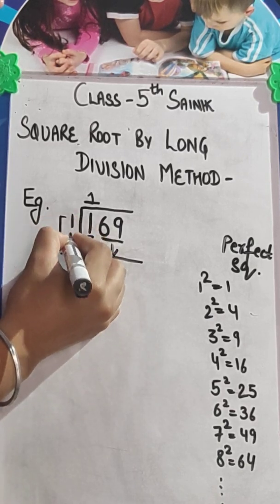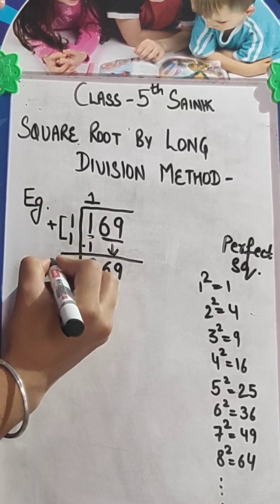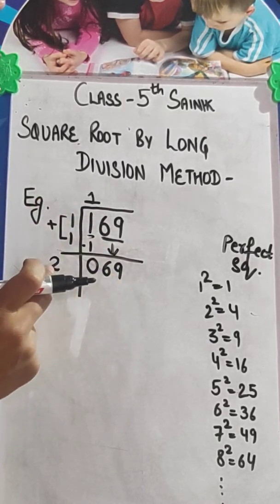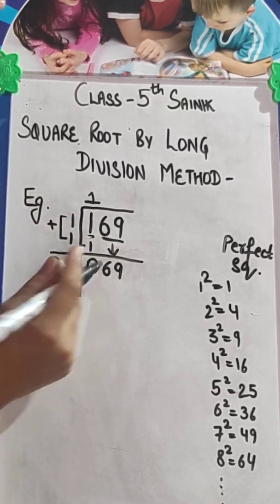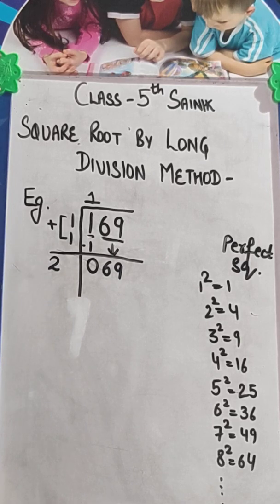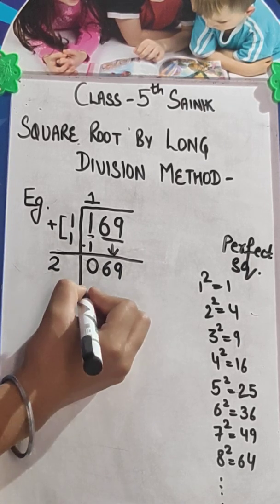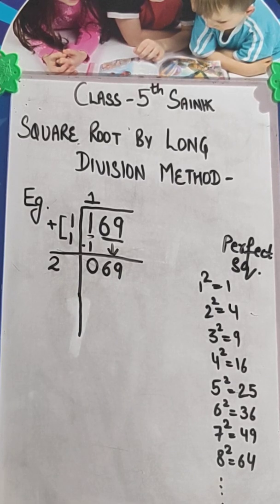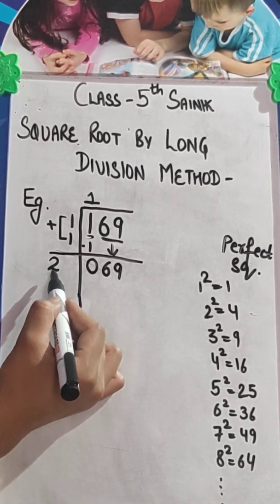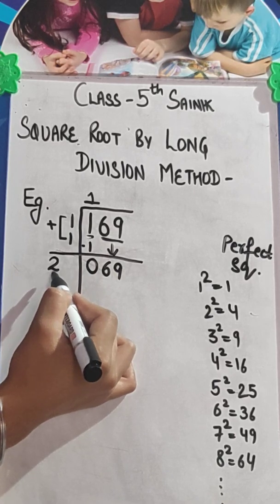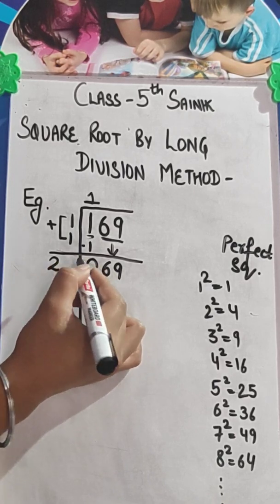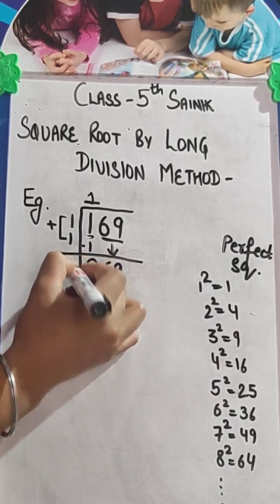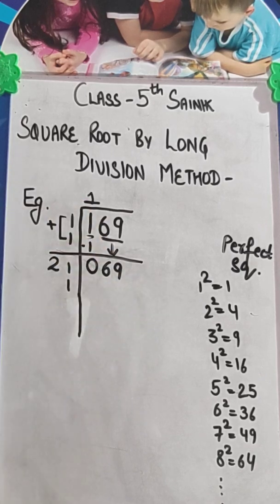Now add these two numbers and write it here. 1 plus 1 is 2. After adding these two numbers, I have to write here. So look here everyone. After this, as I told you, we have to take the same number. So here 2 is already given to us. So now I have to check that if I write 1 here, I have to write 1 here again.